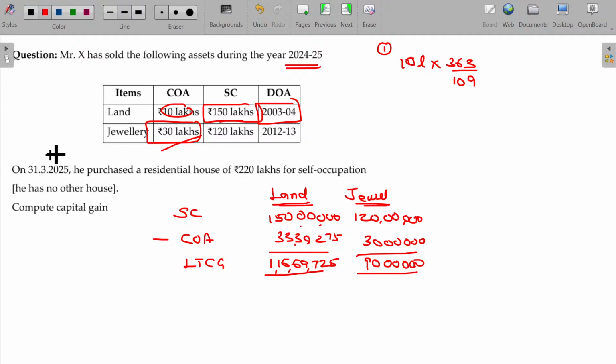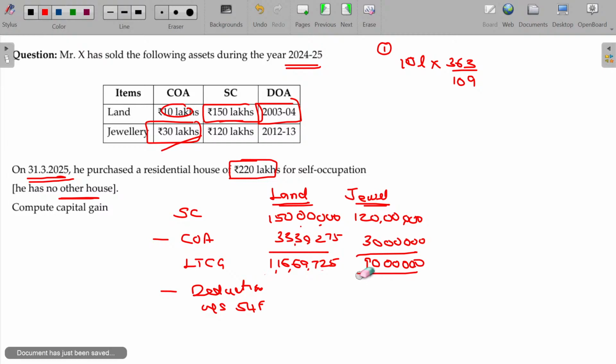Now, on 31st March 25, he purchased a residential house for 120 lakhs for self-occupation. He has no other house, so deduction under section 54F. 220 lakhs he has invested. Now tell me for what it should be used. You can claim the deductions from your long-term capital gain. Now the question is, will I claim for the land's capital gain or the jewelry's capital gain?